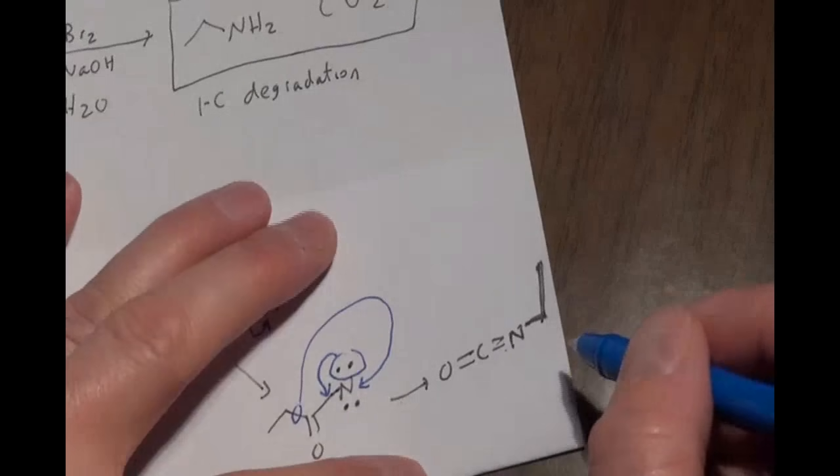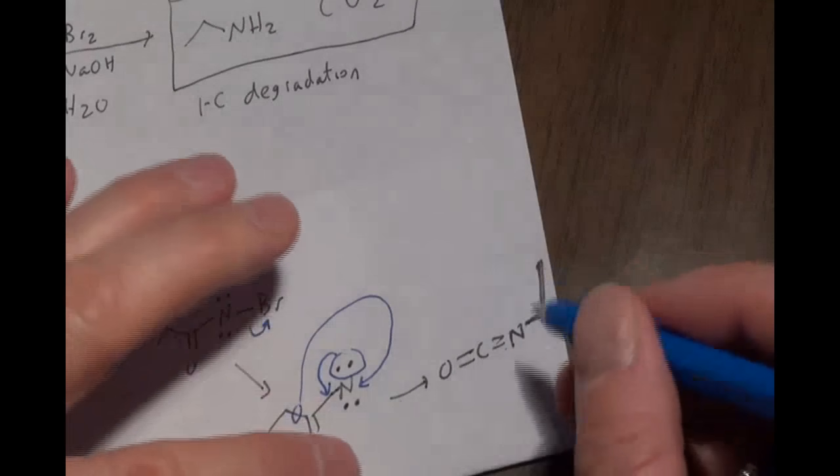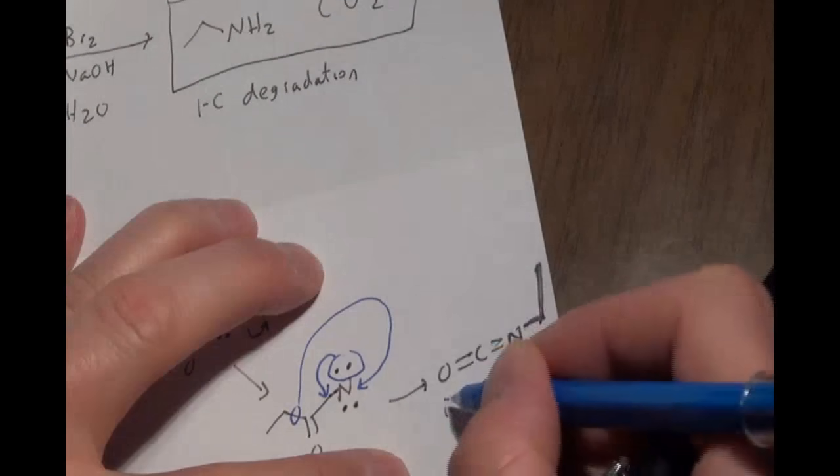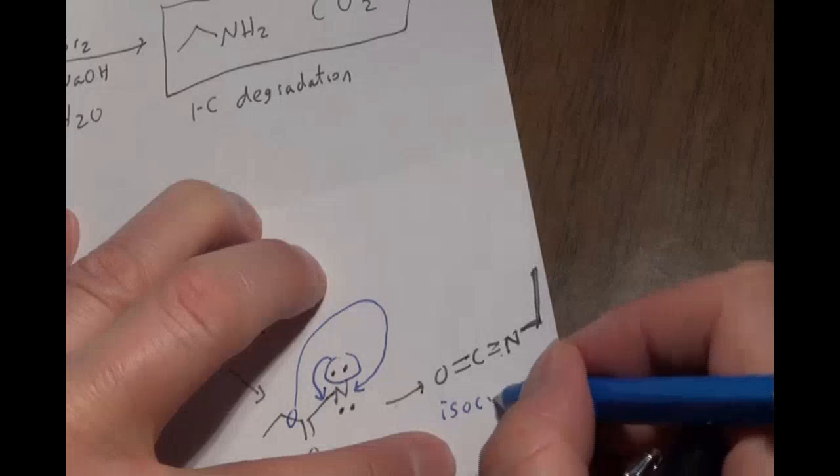At this point, it gets maybe more straightforward. I'm going to abbreviate the following steps because they're not that crazy. This thing is called an isocyanate.